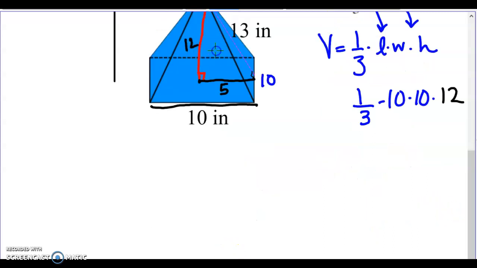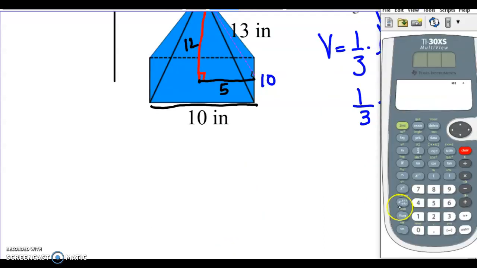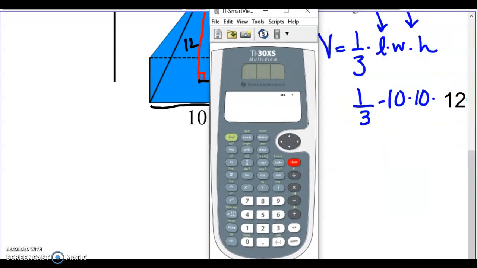So when I'm timesing this on my calculator, I just want to show you quickly how we would do that. So 1/3, if you have this calculator, you would just hit your fraction button and do the 1 and then the 3. If you have the calculators like we had in class, you would hit the 1, and then it's called the ABC button, and then the 3. And then we'll hit times, 10 times 10 times 12.